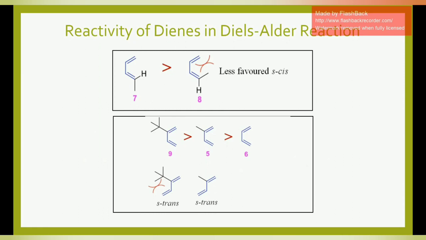Compounds 9 and 5 have higher reactivity than compound 6 due to the presence of electron donating groups. Also, the presence of these groups disfavors s-trans conformation and favors s-cis conformation. Compound 9 is more reactive than compound 5 because in compound 9, due to bulky tertiary butyl groups, s-trans is not favored and s-cis is more favored.